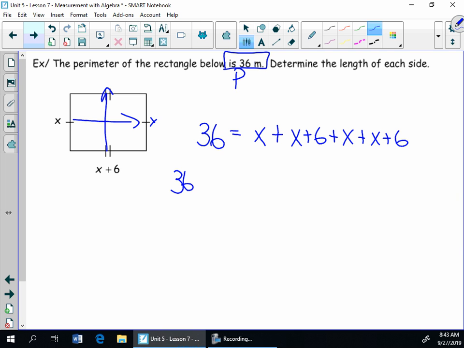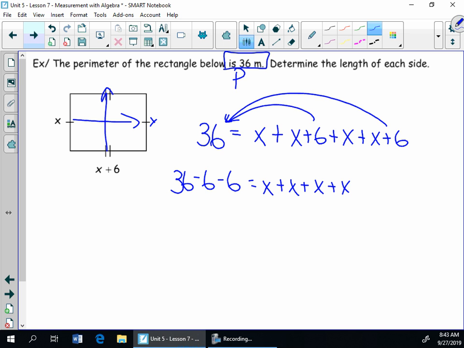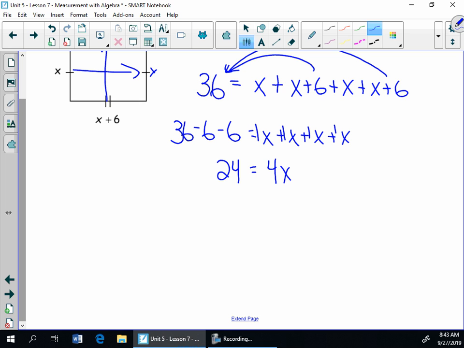Numbers on one side, so let's bring the 6 over and make it minus 6. Let's bring the other 6 over and make it minus 6. I've got a whole bunch of x's. x plus x plus x plus x. What does this actually give us? It gives us 24 on the left side and 4 x's on the right side. Don't forget these all have 1's in front of them. We don't want 4x, we want a 1x. But if I divide one side, I have to divide the other side. x is 6.